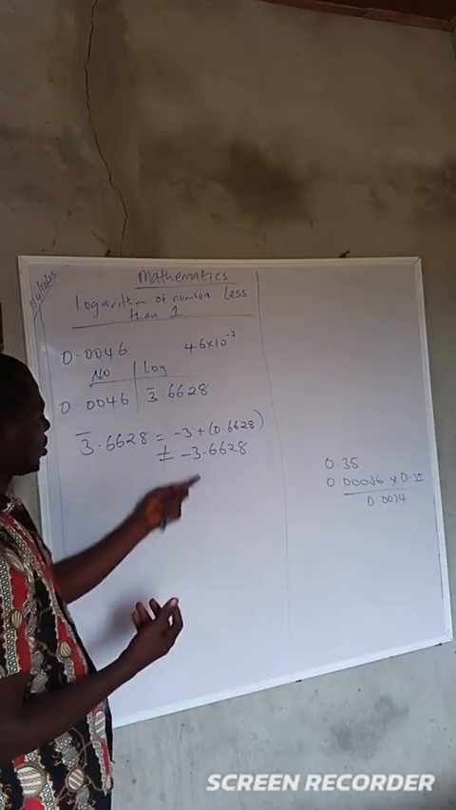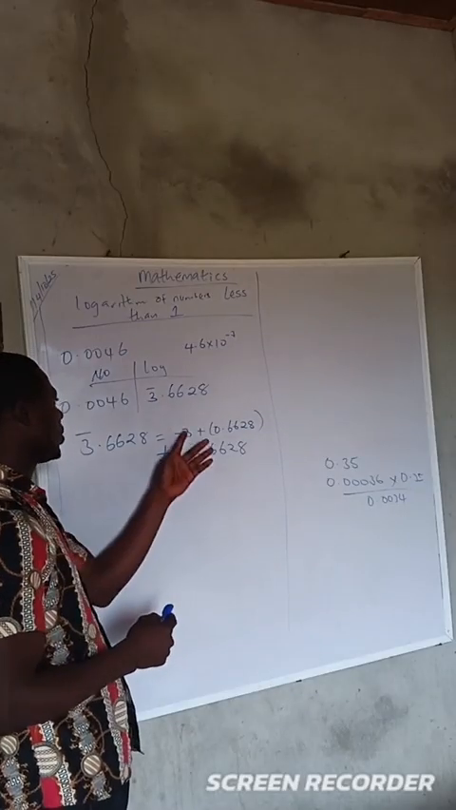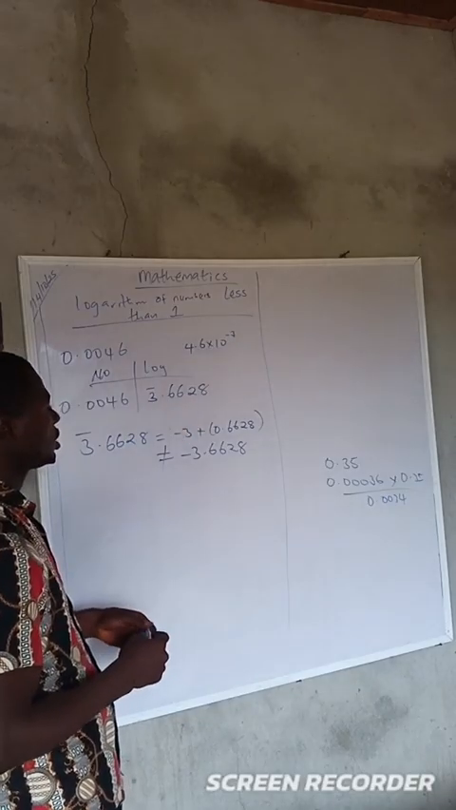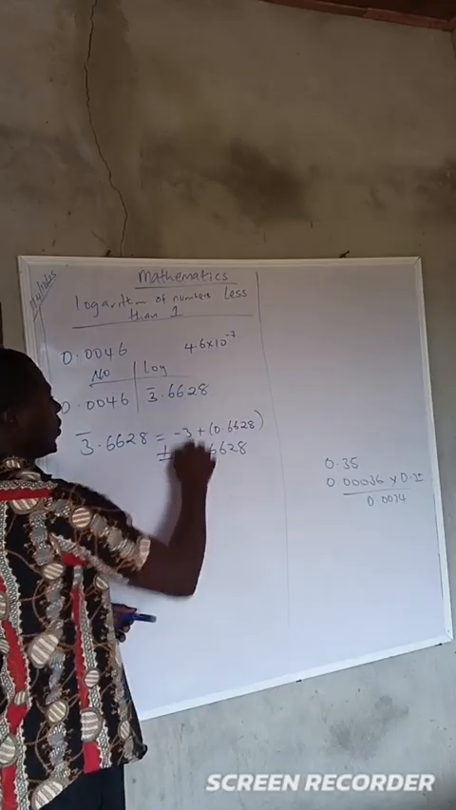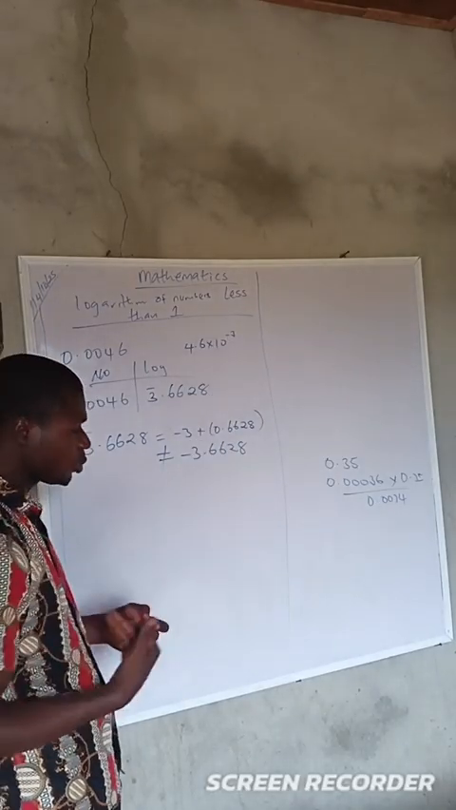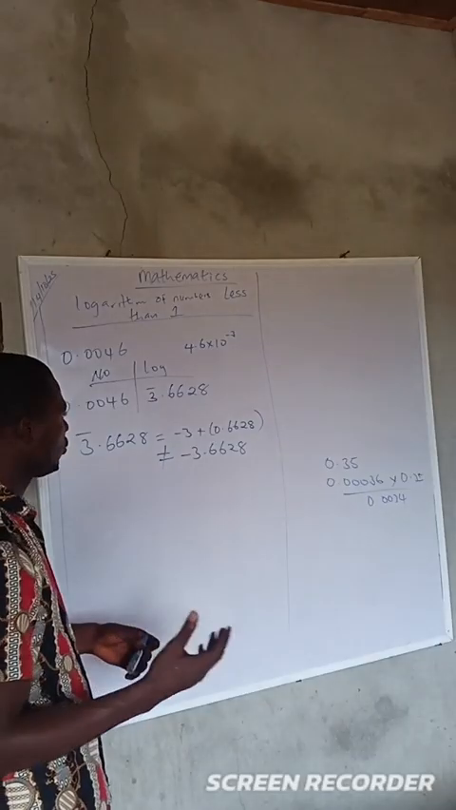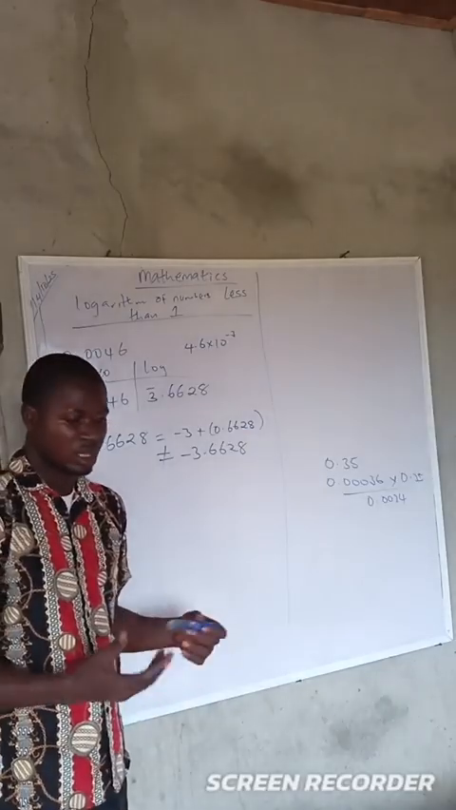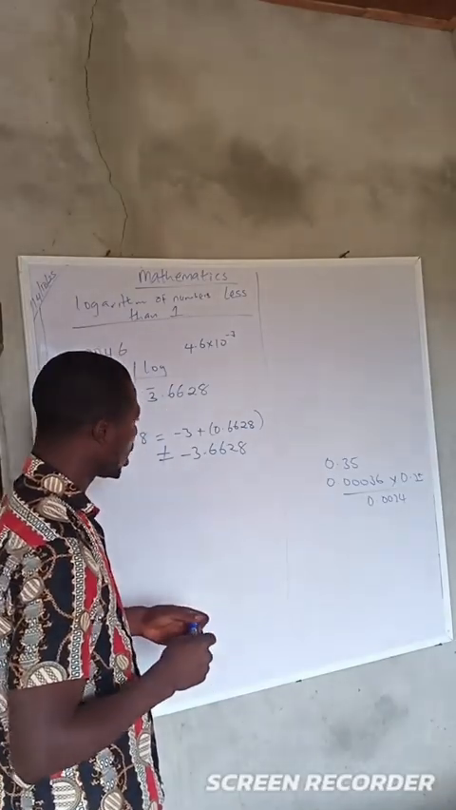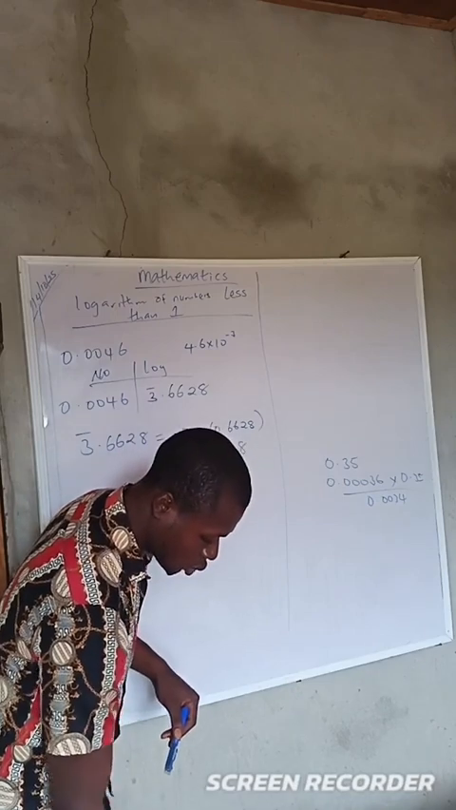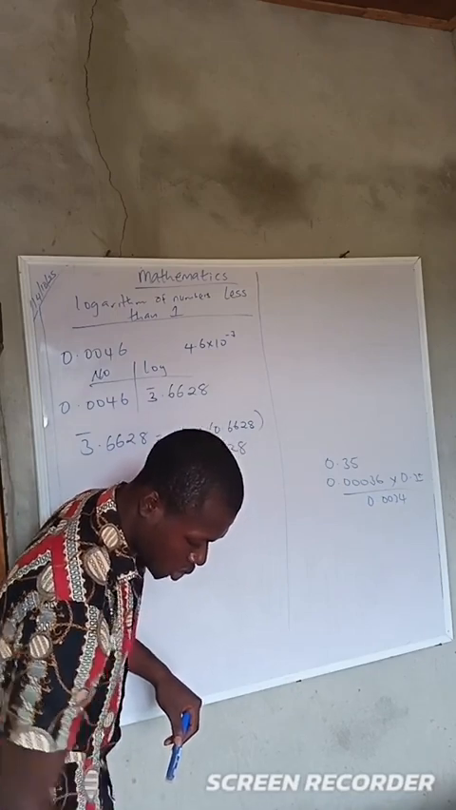I've explained in my previous video that this bar 3 is the same thing as your integer or your characteristic, while this decimal part is also known as the mantissa. So we are going to perform some operations that will involve addition, subtraction, multiplication, and division on all these numbers, logarithm of numbers less than 1. So I'm going to give us some examples.